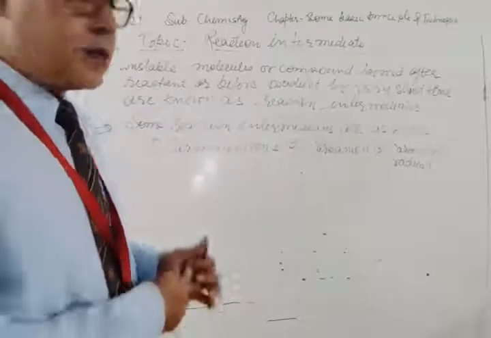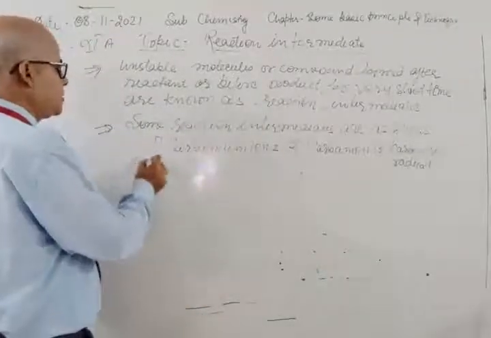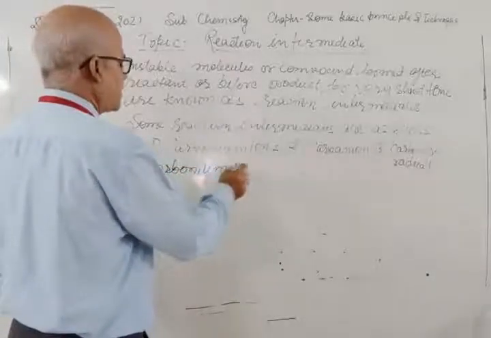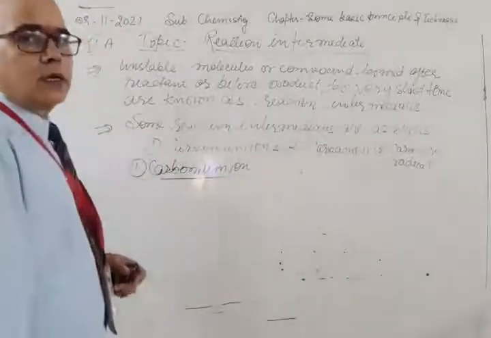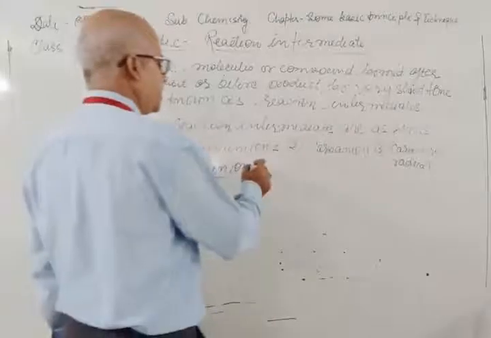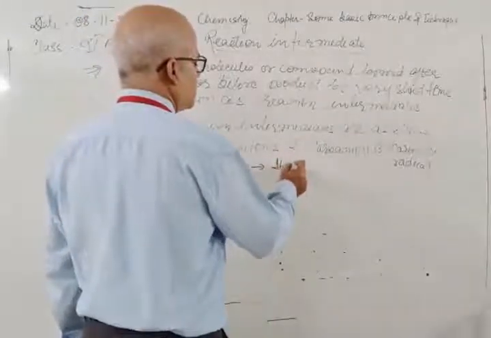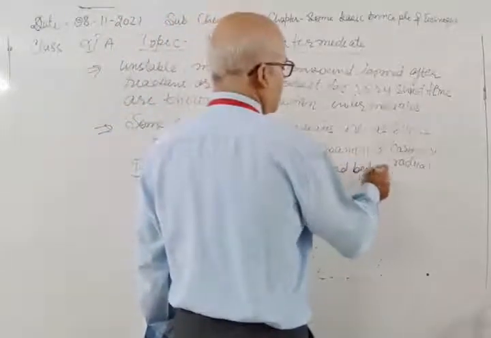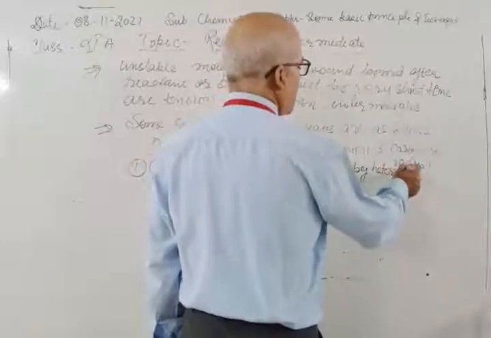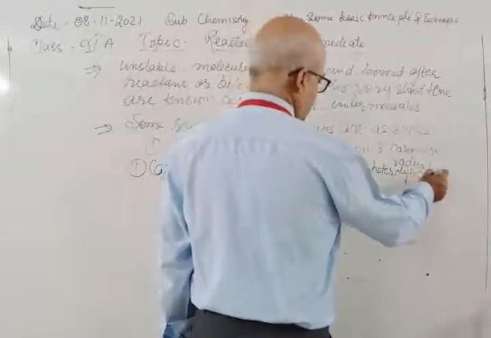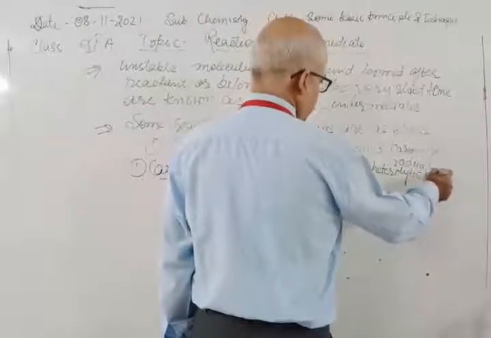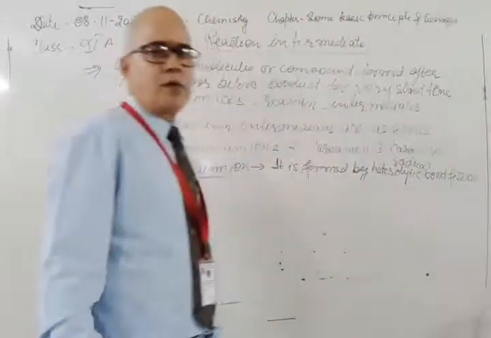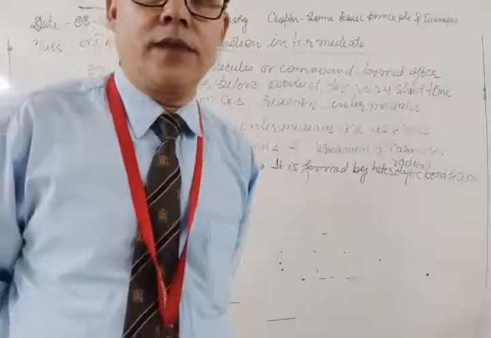First one is the carbonium ion. First point for this is it is formed by heterolytic cleavage or heterolytic bond fission.